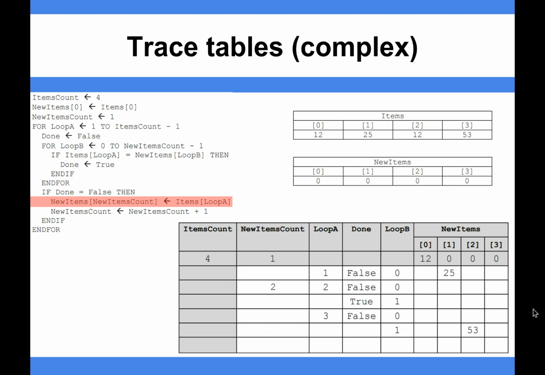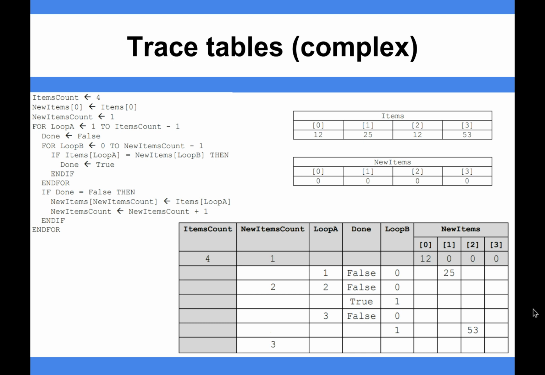It's false there. Look, new items at new items count. New items count is 2. So new items at position 2 equals items at position loop A, which is 53. So that goes into new items at position 2. And then we increment new items by 1. And then I end my if. I'm back up to the top. For loop A, 1 to items count minus 1. So items count was 4. So from 1 to 3, which I've done. So I then end my for, and that's me done.